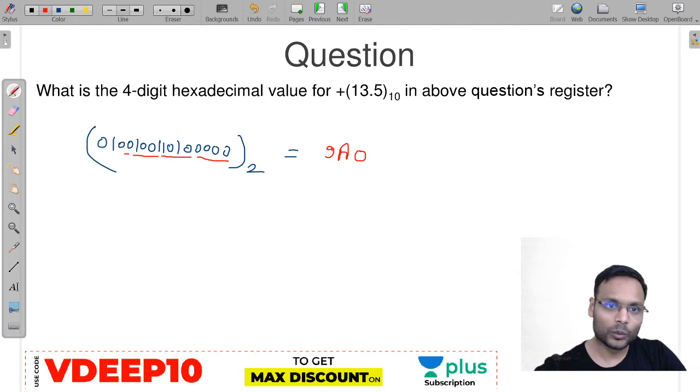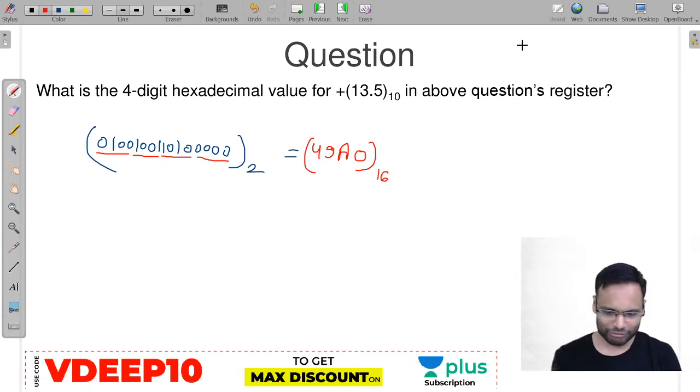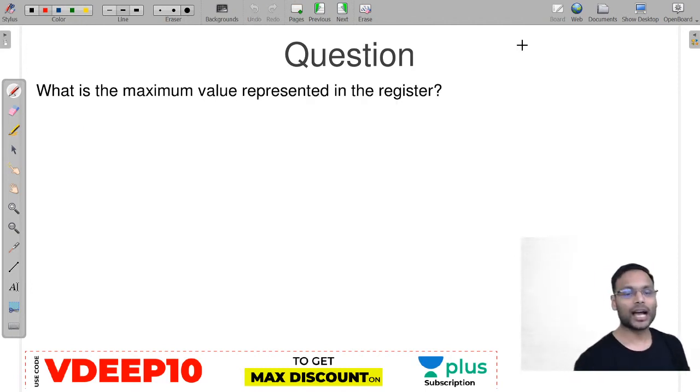And here 0, 1, 00, which is 4. 4, 9, A, 0 of hexadecimal answer. Simple, very very simple. बहुत आसान है यार, बहुत आसान है, बहुत ही आसान है. Got it? चलिए अब ये है क्वेश्चन आपके लिए.